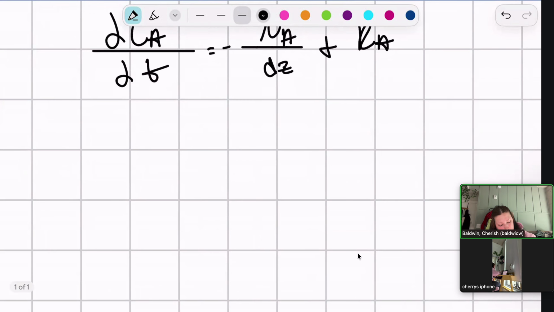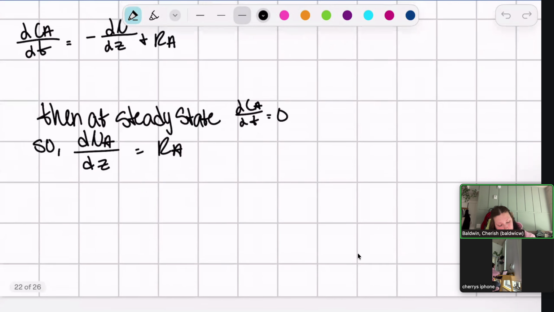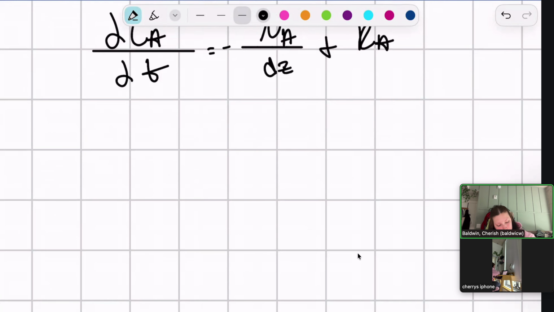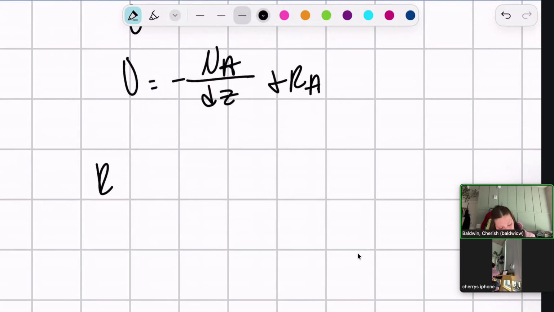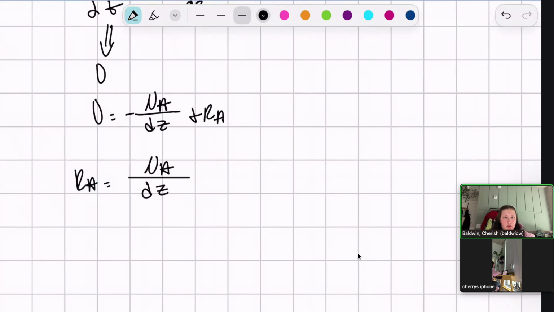And then because this is steady state, this goes to 0, so that leaves us with the molar flux of A over dz plus RA. So that leaves us with RA being equal to the molar flux of A over dz. And that is the equation for continuity.